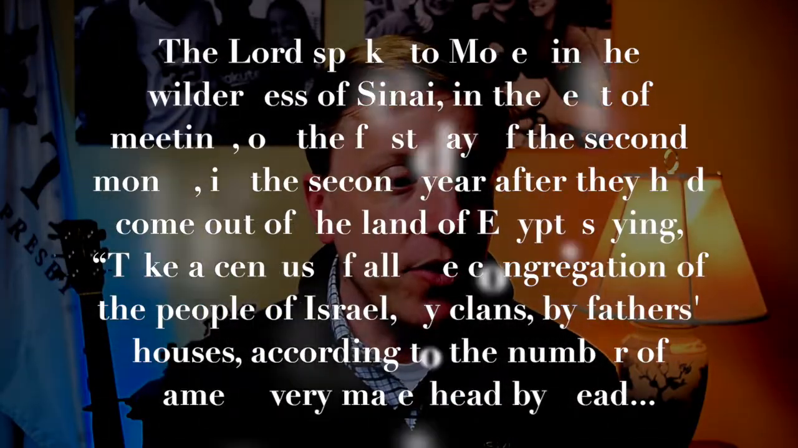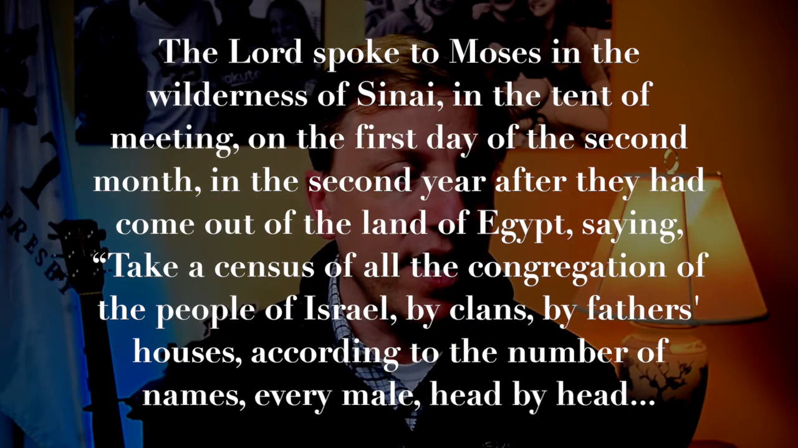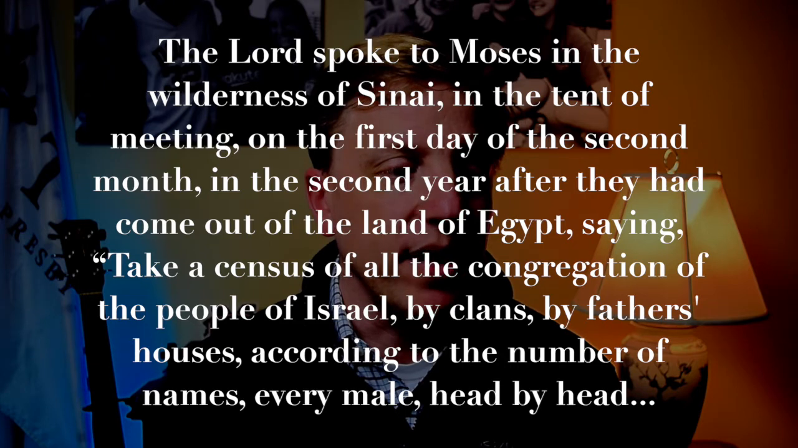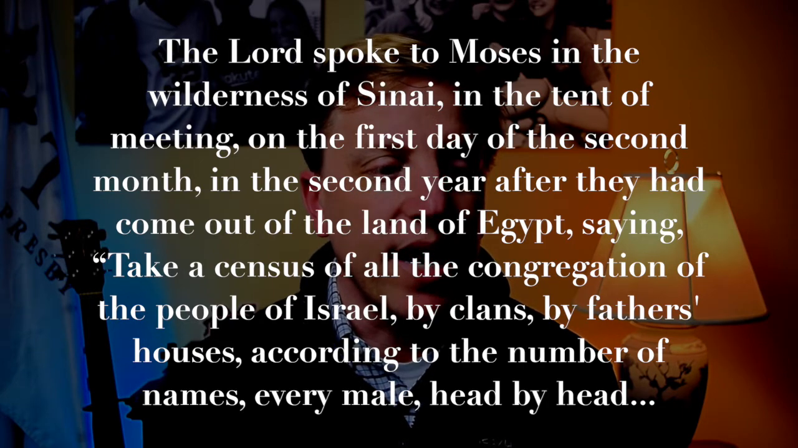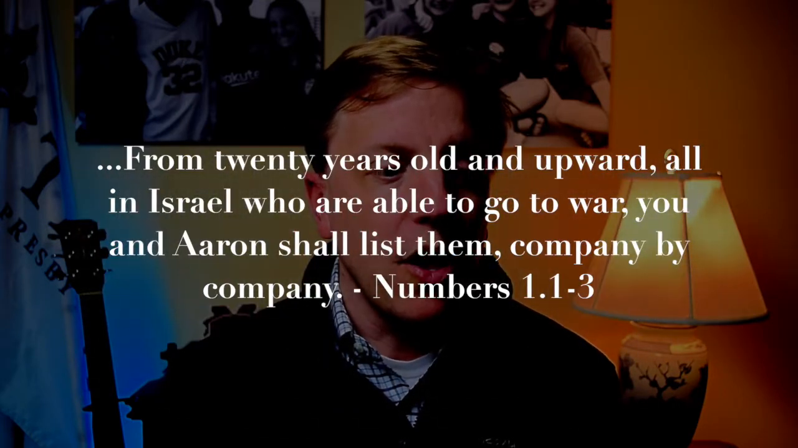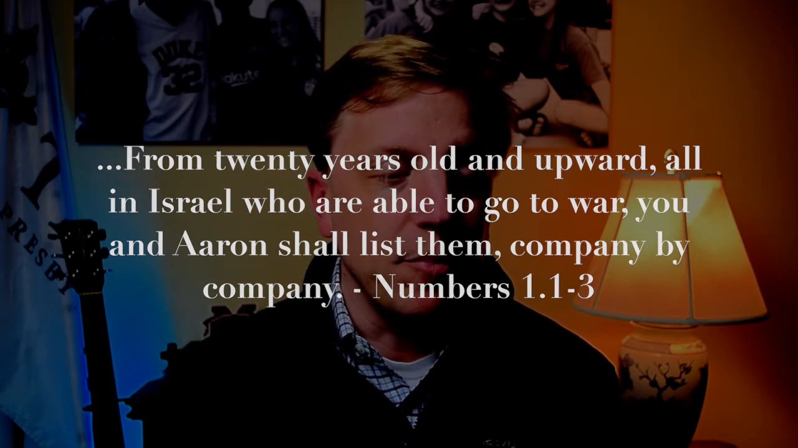The Lord spoke to Moses in the wilderness of Sinai in the tent of meeting on the first day of the second month in the second year after they had come out of the land of Egypt, saying, "Take a census of all the congregation of the people of Israel, by clans, by fathers' houses, according to the number of names, every male, head by head, from 20 years old and upward, all in Israel who are able to go to war. You and Aaron shall list them, company by company."